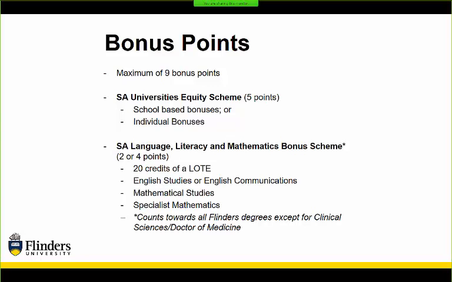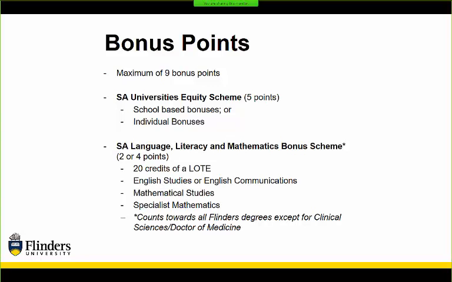If your school isn't eligible for bonus points, then you can apply for equity bonus points through a personal equity scheme, and they're called the individual bonuses. So that's a part of your SATAC application, which we'll go through in a little bit as well. So if you hold a concession card or your parents hold a concession card, then you may be eligible to apply for the individual bonuses and potentially get an extra 5 bonus points onto your ATAR.